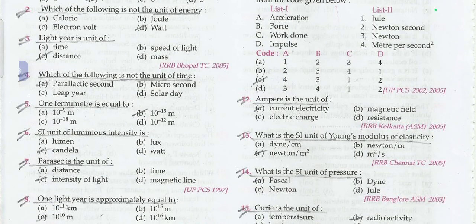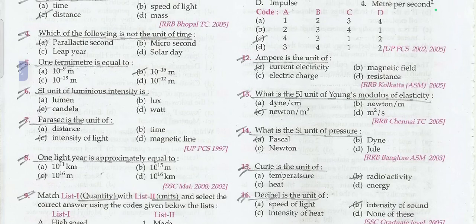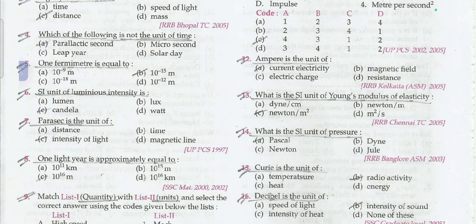Parallactic second. 1 Fermi meter is equal to 10 to the power minus 15 meter. SI unit of luminous intensity is candela. Parsec is the unit of distance. 1 light year is approximately equal to 10 to the power 16 meter.